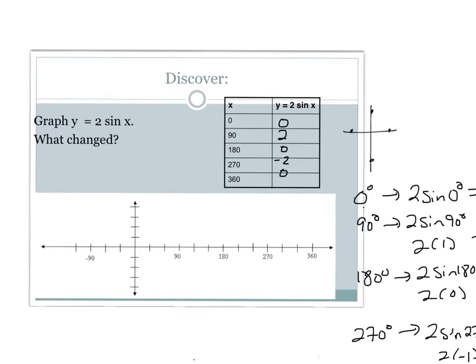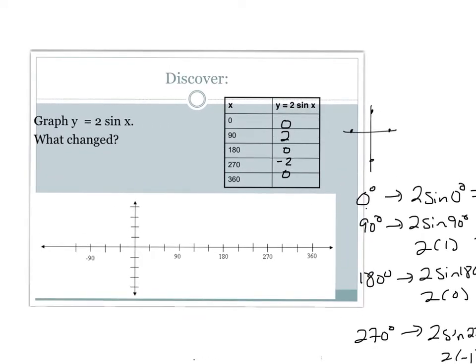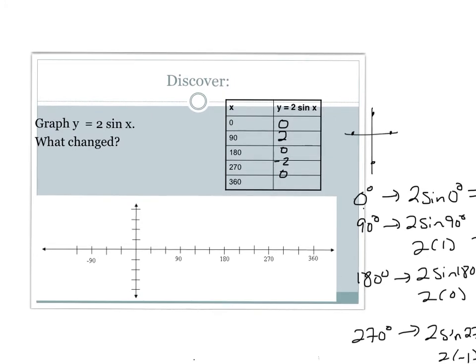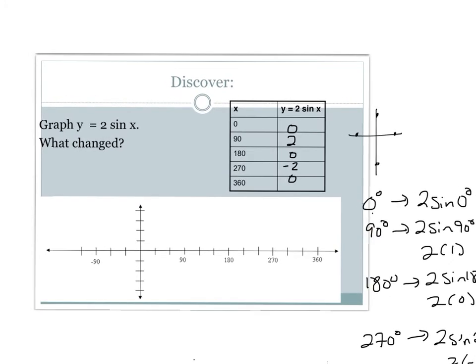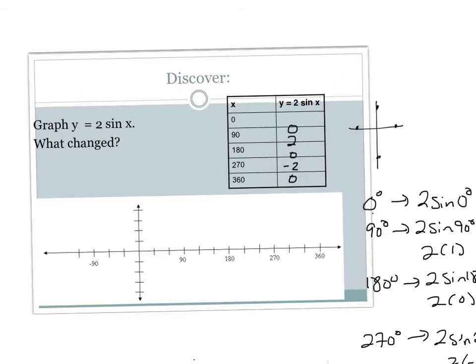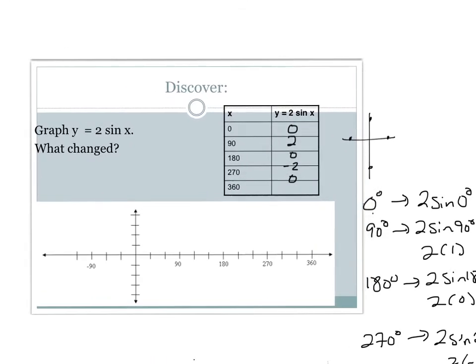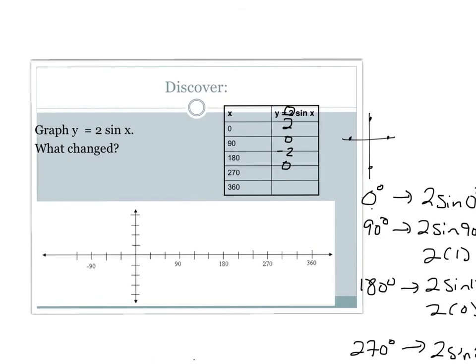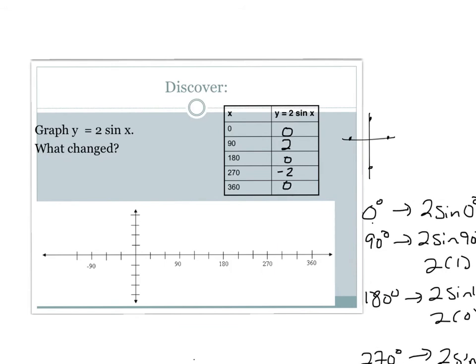Let me change this real quick. Let me move these. We're pretty much lined up. And I want to straighten this out a little bit. Okay, so this didn't work as well as I had planned. Now it's locked. Okay, so now I'm going to go ahead and plot all these points.